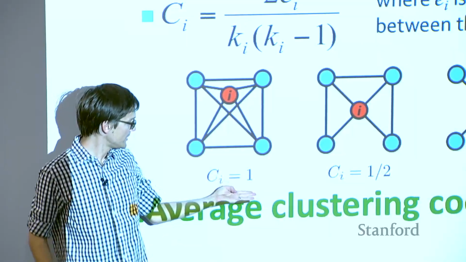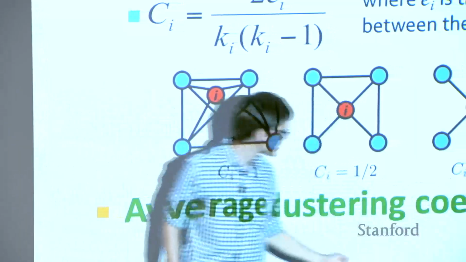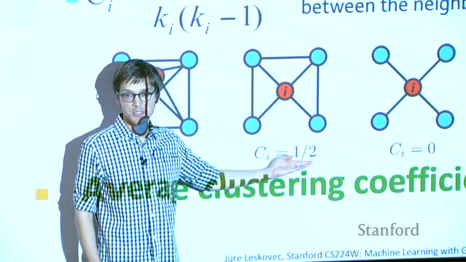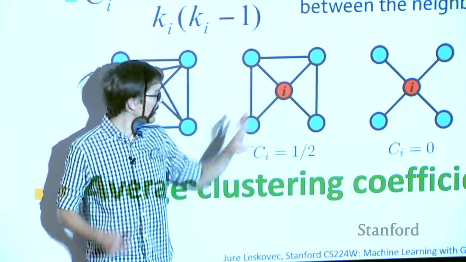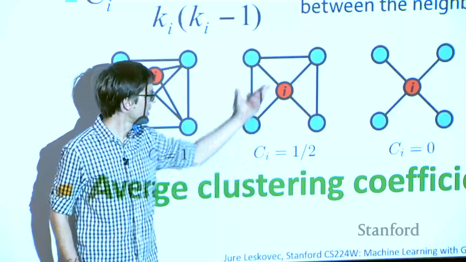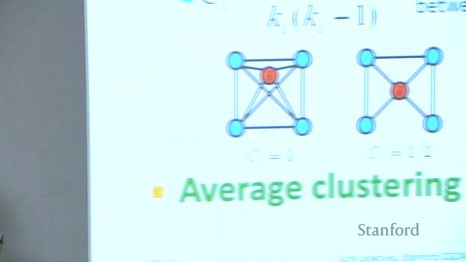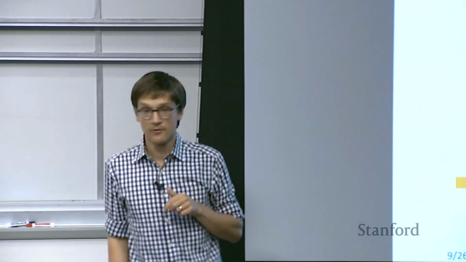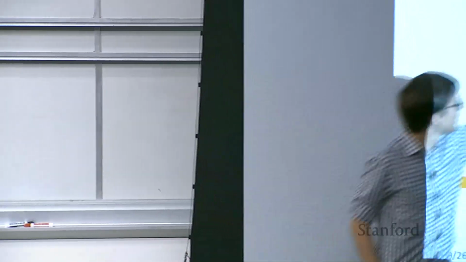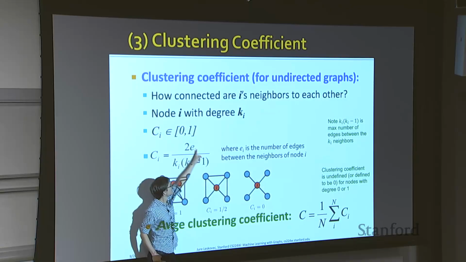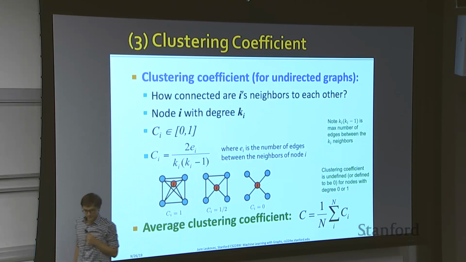Here, all of them exist. Here none of them exist, and here half of the possible edges exist, right? There is 4 choose 2 possible edges between these 4 nodes, and 3 of them exist, right? 4 choose 2 is 6. It's 4 times 3 divided by 2, right? So this is 4 choose 2, and that's 6, and that's why I get a half, okay?